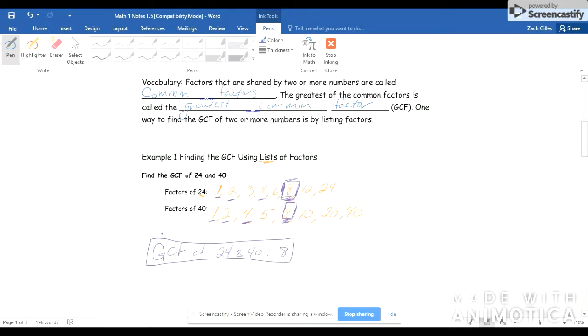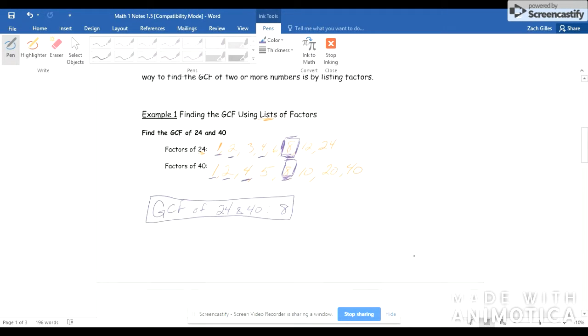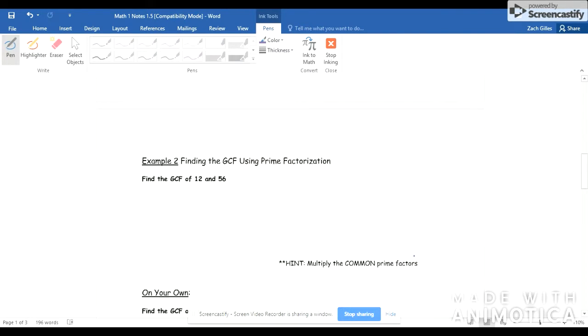Okay, and that's just using the list method, and that's probably one of the most common that you will see. Moving on to example 2, you can also find the greatest common factor using what we learned last section, which was prime factorization. Okay, so it says find the greatest common factor of 12 and 56 using prime factorization. Remember, with prime factorization, use factor trees.